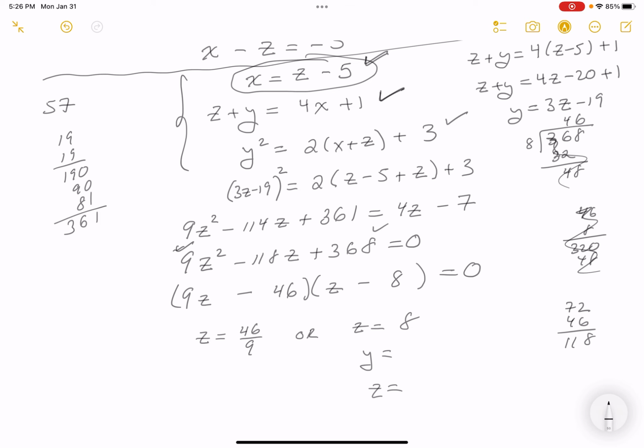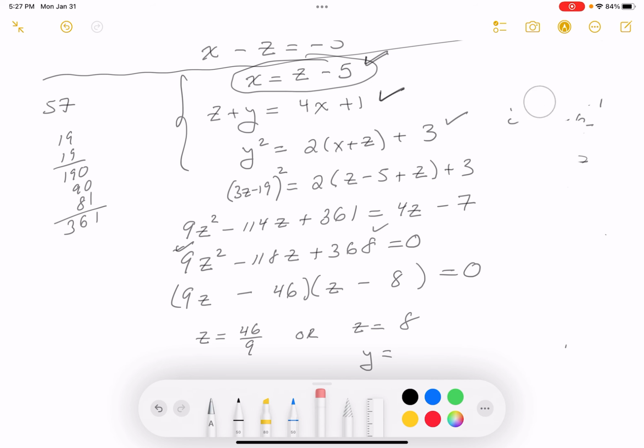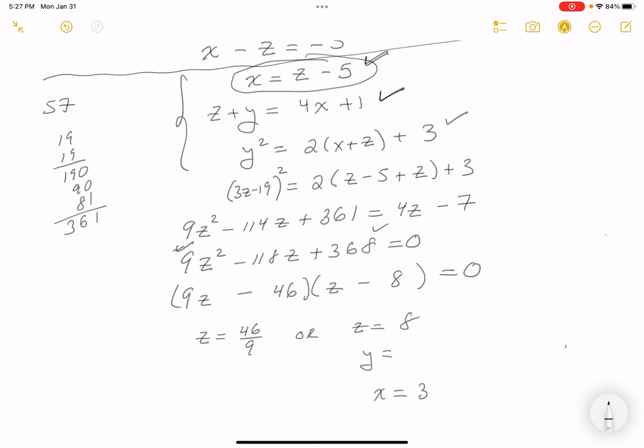I'm not worried about Z anymore. And what's X? X is equal to Z minus 5. So 8 minus 5 is 3. All right? Let me get my eraser. A lot of stuff on the side that I really don't need anymore. I think I erased one too many things, by the way, but I'll get it back, don't worry. And I'm going to say that X equals Z minus 5.